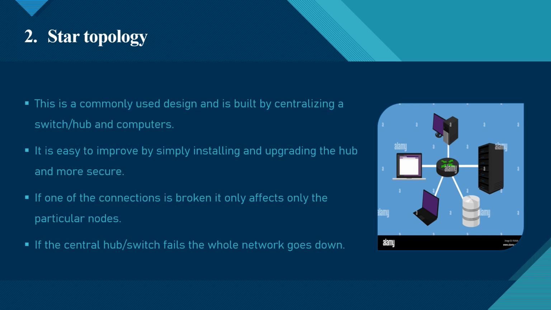Star topology. This is a commonly used design and is built by centralizing a switch or hub and computers. It is easy to improve by simply installing and upgrading the hub, and it is more secure. If one of the connections is broken, it affects only the particular node. If the central hub or switch fails, the whole network goes down.